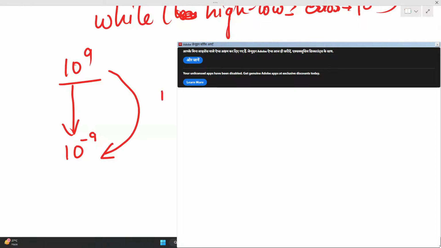10 to the power 18. Okay, so 10 to the power 18. Now, if I want to make this 10 to the power 9 go to 10 to the power minus 9, how many times should I divide it by 2? 64 times, right? 2 to the power 64 is nearly equal to this number. I think it was 2 to the power 63 or 62.